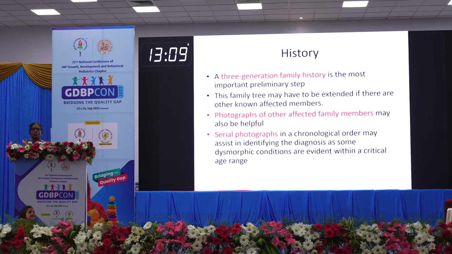So coming to the history, what are we going to ask the parents or the caregivers? A 3-generation detailed family history is the first and most important preliminary step, and if there are other affected family members, we have to go through their photographs. That may be helpful, and serial photographs in chronological order may assist in identifying the diagnosis, because all the signs may not be evident at a particular point in time. The child may develop a new clinical symptom or sign later also.